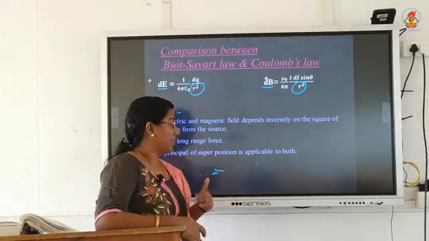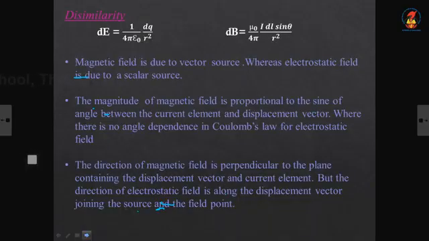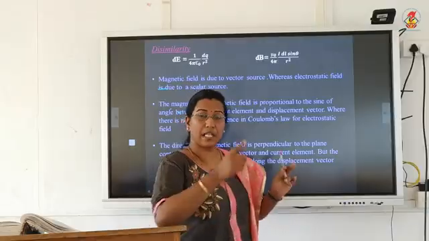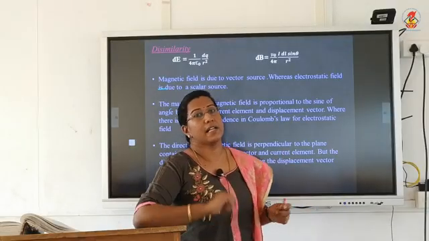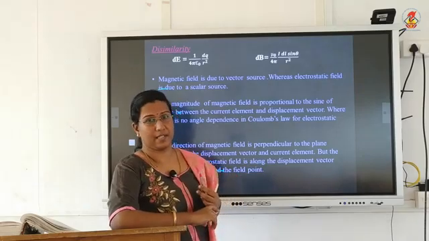Now, let us see what are the dissimilarities. We are going to see the dissimilarities in the case of Coulomb's law and Biot-Savart's law. If you look into this equation, you can say that dB depends on sine theta, or there is an angle dependence between the current element and the displacement vector. But in electric field, there is no theta angle dependence. That is the first difference.